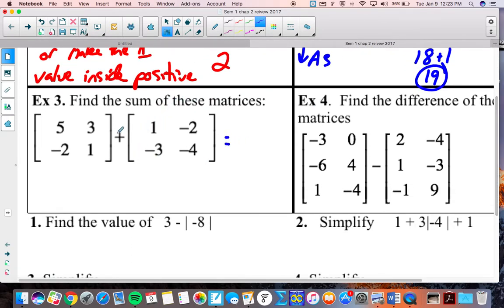Adding matrices. When you add 2 matrices, they need to be the exact same size. So these are both 2 by 2. And your answer will be 2 by 2. So to get the top left entry, I take 5 plus 1, and I get 6.